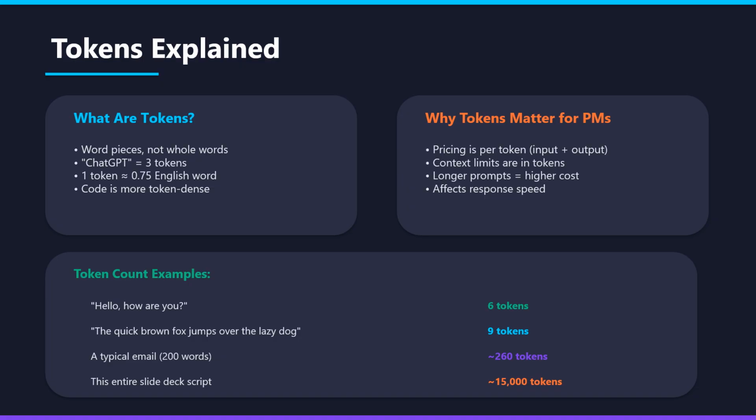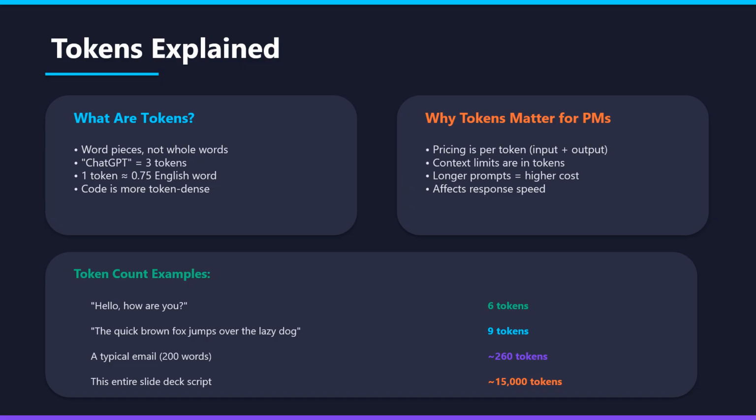Word pieces, not whole words. ChatGPT equals three tokens. Okay, one token is approximately 0.75 English words. Okay, and code is more token dense than natural languages. Okay, now the right card.